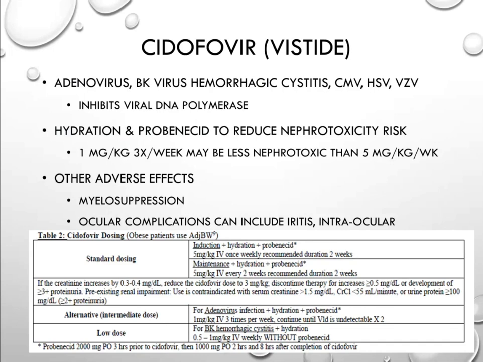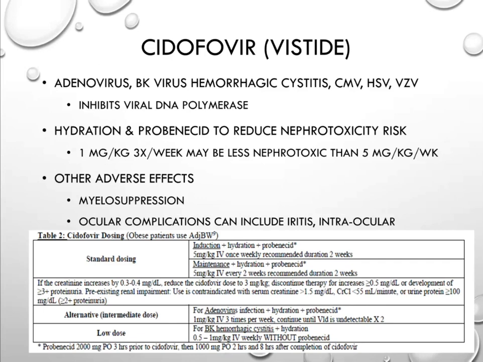Cidofovir or Vistide is used for adenovirus, which can cause hemorrhagic cystitis in these patients, or disseminated disease. BK virus, which can cause hemorrhagic cystitis. It's also active against CMV, HSV, or VZV, though it's not our favorite drug for those. It also inhibits viral DNA synthesis. It requires hydration and probenecid to reduce nephrotoxicity risk. It also has potential for myelosuppression and ocular complications, including iritis and intraocular hypotension.